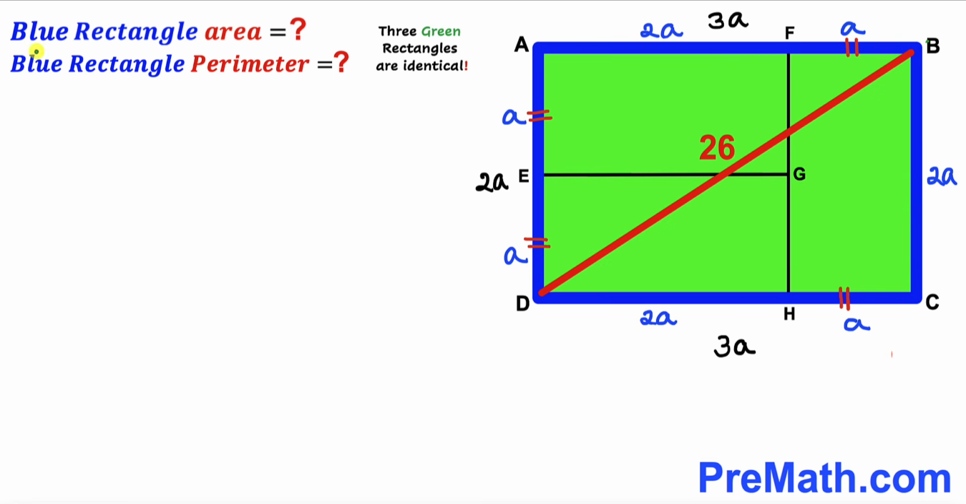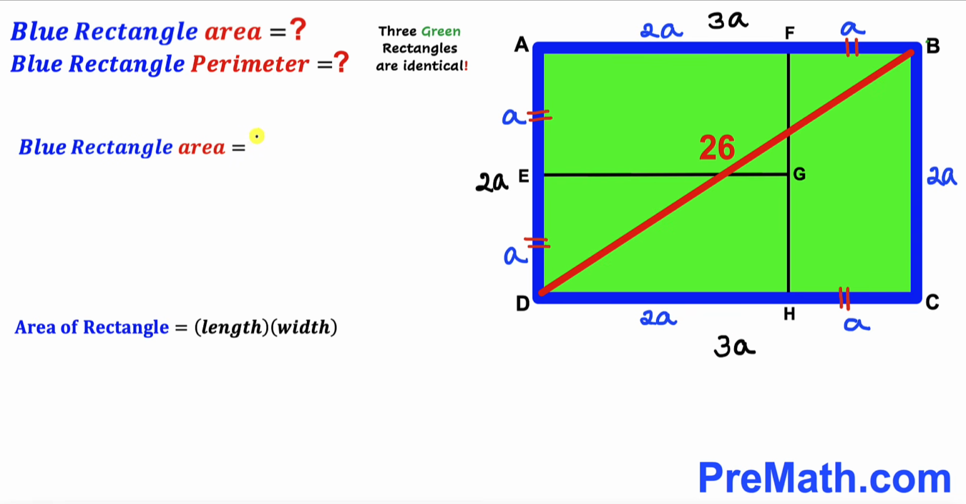Since we are interested in calculating the area of this blue rectangle ABCD, let's recall the area of rectangle formula. Area is always equal to length times the width of the rectangle. In our case, the length of this blue rectangle is 3 times a, whereas the width is 2 times a. So the blue rectangle area is going to be 3 times a times 2 times a. If we multiply, that is going to give us 6 times a square. So the blue rectangle area turns out to be 6 times a square.